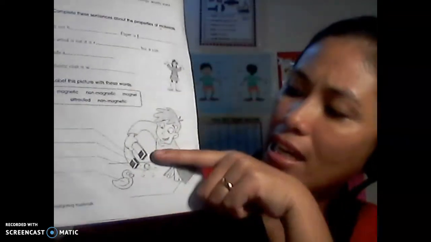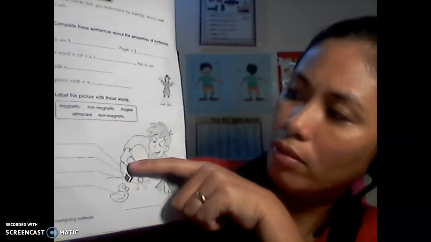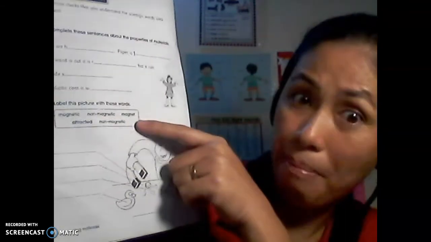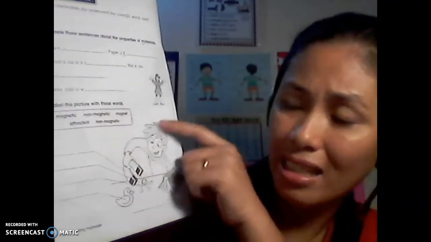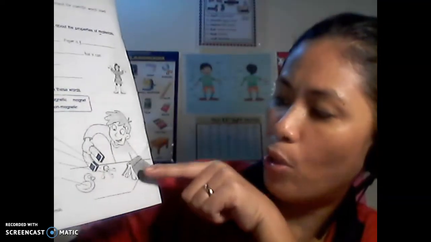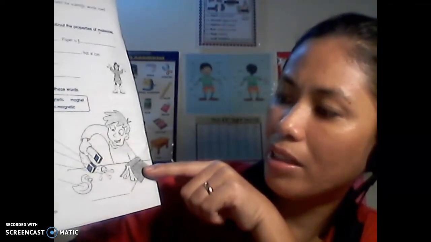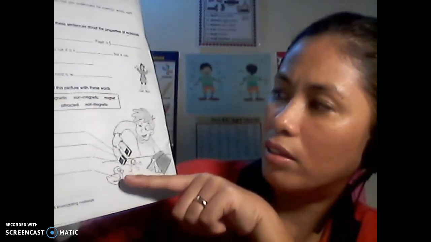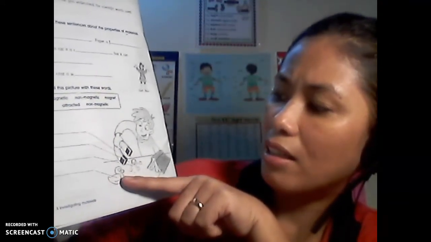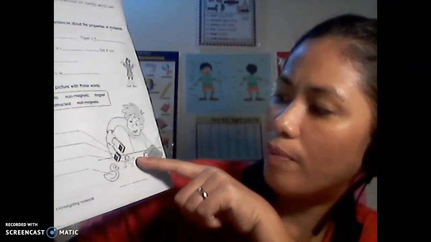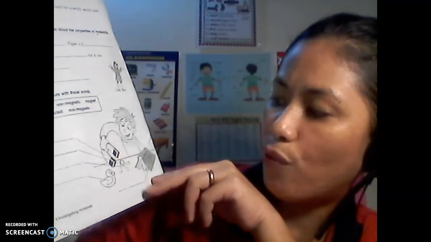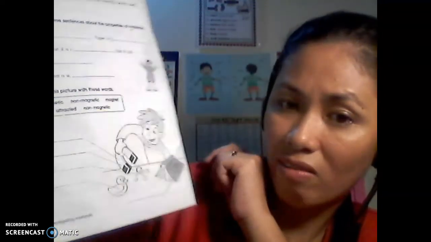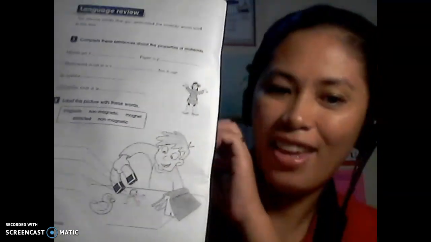So what do you call this thing? This is called a magnet. How about the book? Is the book magnetic or non-magnetic? How about the duck? Is the duck magnetic or non-magnetic? How about this one? The key is attracted. Is it magnetic or non-magnetic? So there are 2 answers for the key. The key is made of metal, so therefore it is what?